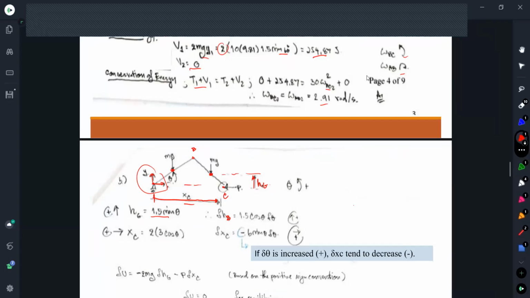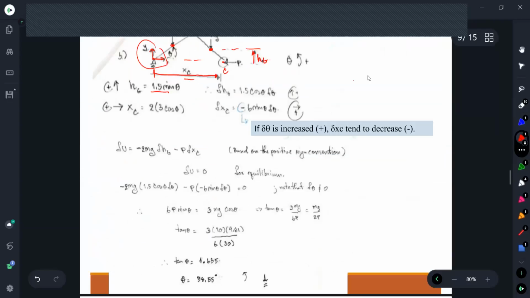Okay, and then we take the first derivative. Actually, in the world of mechanics, we may call this taking the variation of HG. That is the same as taking the derivative of that. We have H equal to 1.5 sine theta. So then we can find the variation of HG by taking the first derivative of the right hand side. That becomes 1.5 cosine theta and variation of theta.